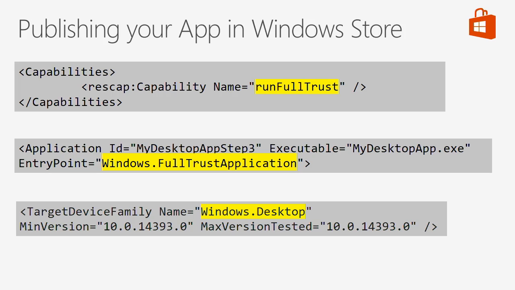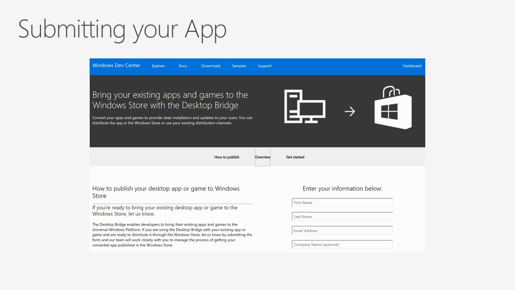A couple of other things to note: in the app ID, the entry point indicates that you are a full trust application. You have full rights and measures inside the operating system. And under the target device family name, we flag specifically Windows Desktop. You want to make sure that all three of these are flagged in your app manifest when you're packaging. But if you're using the desktop app converter or any of the MSI packagers I showed earlier, that's going to be taken care of for you.